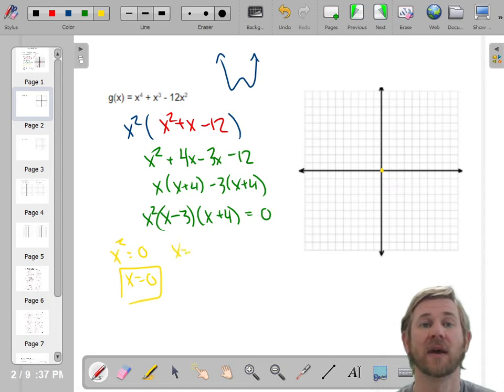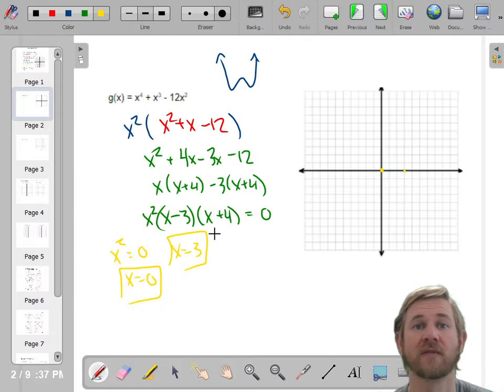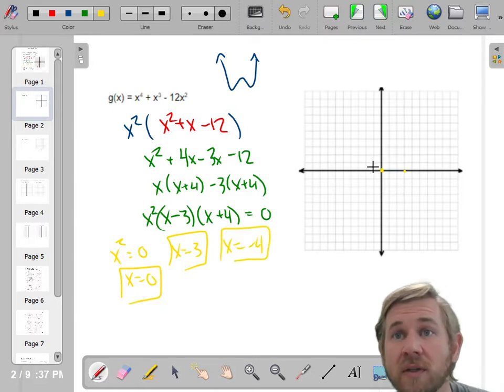Also, I have a 0 at 3, because if I plug in 3, I'll get 0. And the third factor is at negative 4. Negative 4 plus 4 is 0. 1, 2, 3, 4. So those are my zeros.